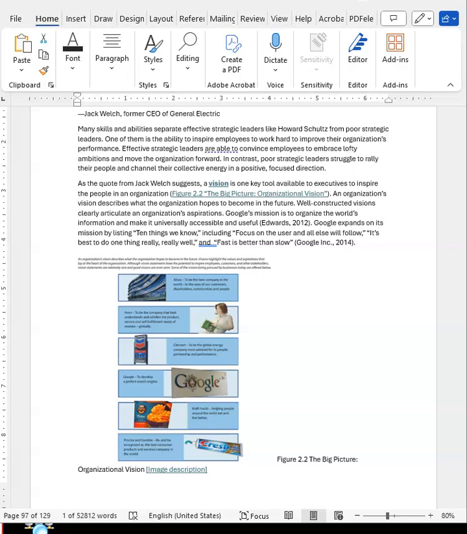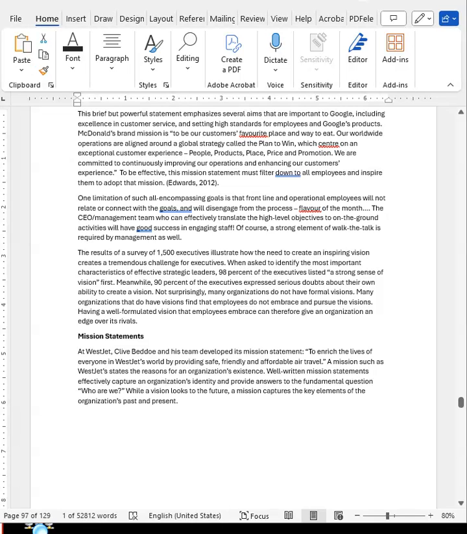Edwards, 2012. Google expands on its mission by listing 10 things we know, including focus on the user and all else will follow, it's best to do one thing really, really well, and fast is better than slow. Google Incorporated, 2014. Figure 2.2 The big picture, organizational vision, image description. This brief but powerful statement emphasizes several aims that are important to Google, including excellence in customer service and setting high standards for employees and Google's products.